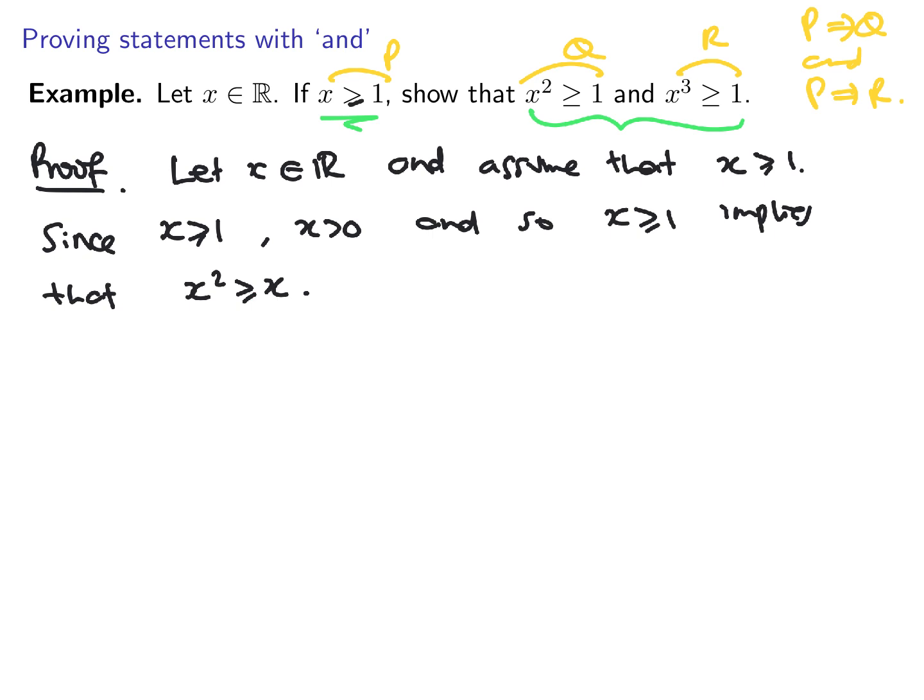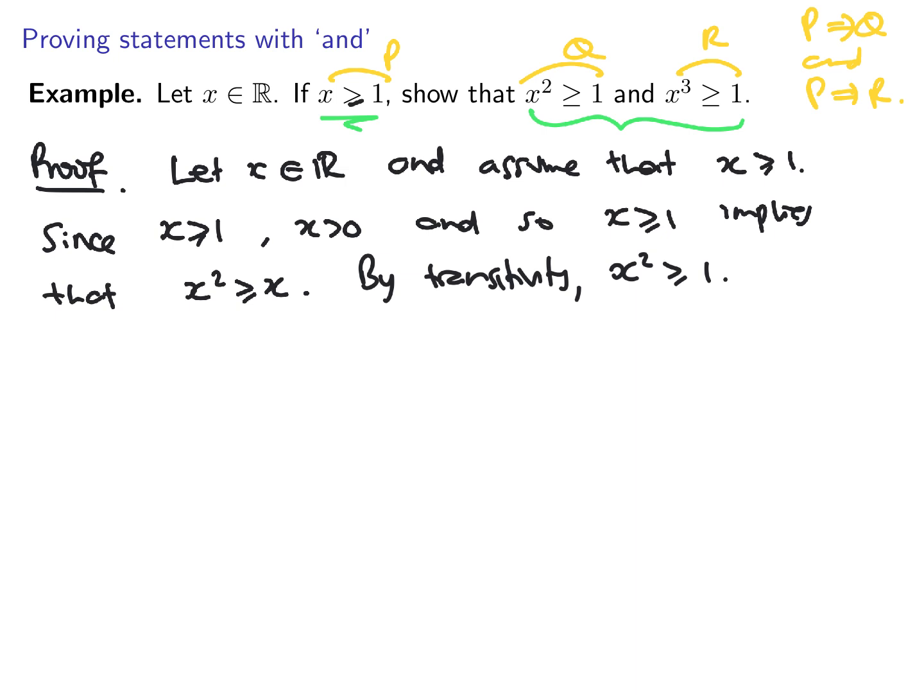Okay. And so, what do we want to show? We want to show that x squared is greater or equal to 1. But you see that x squared is greater or equal to x is greater or equal to 1, so by transitivity, x squared is greater or equal to 1.